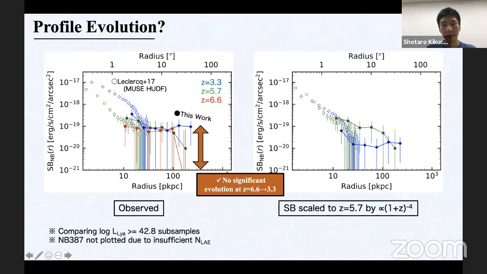However, next, please look at this figure. This figure shows the same as the left one, but corrected for the cosmological dimming effect in order to match redshift 5.7. We plotted our result at redshift 3.3 scaled to 5.7. And here you can see that there is a possible decreasing trend from redshift 6 to 3.